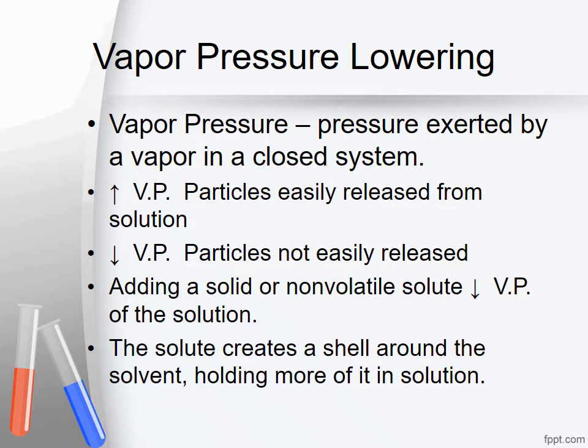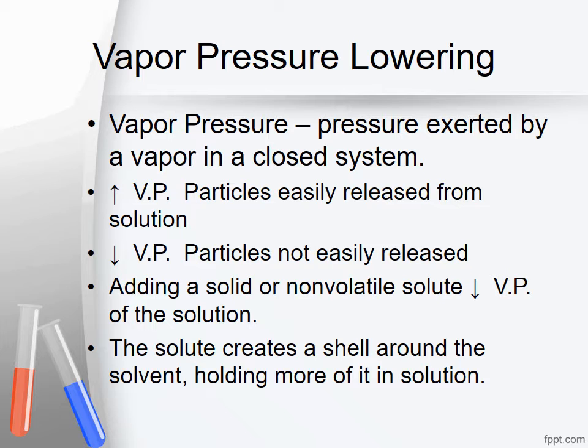Now, the first one, vapor pressure lowering. The pressure exerted by a vapor in a closed system is vapor pressure. I increase the vapor pressure if the particles are easily released from solution. If the particles are not easily released, it has a low vapor pressure. So if you've ever heard the word volatile, volatile means a substance with a high vapor pressure because it's easily released from solution.